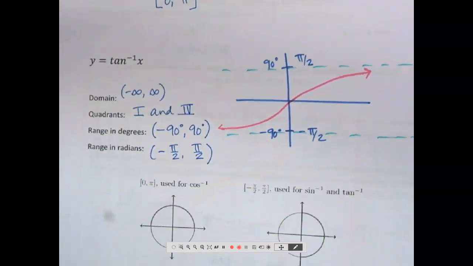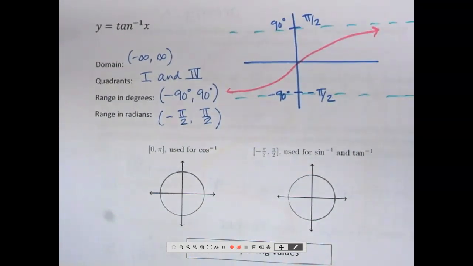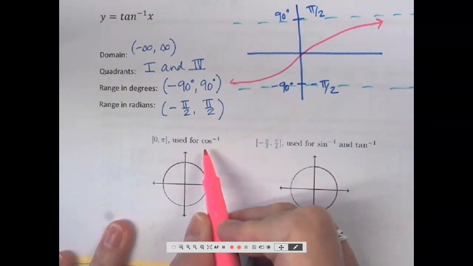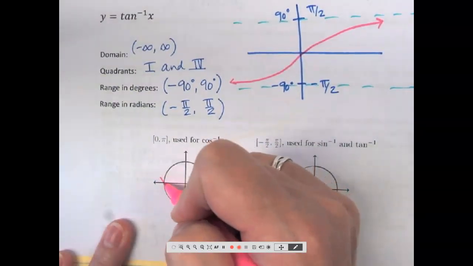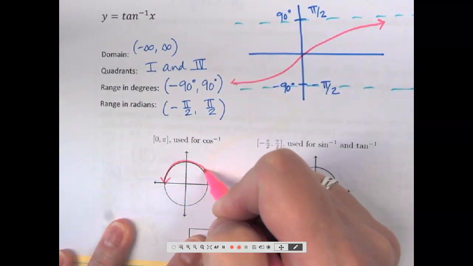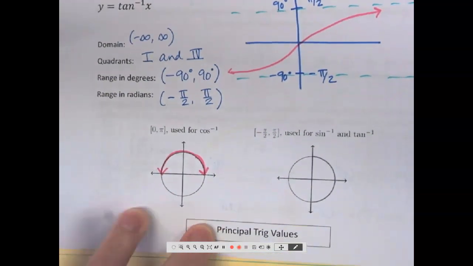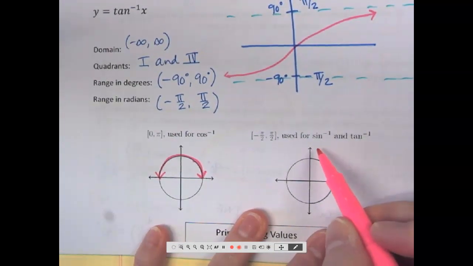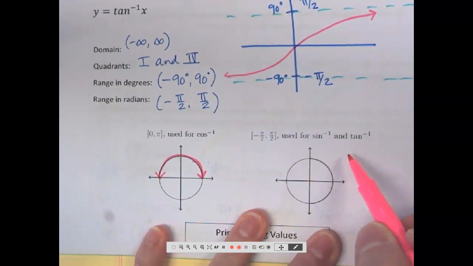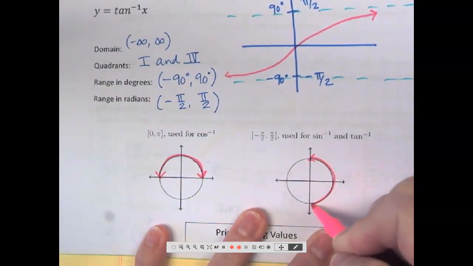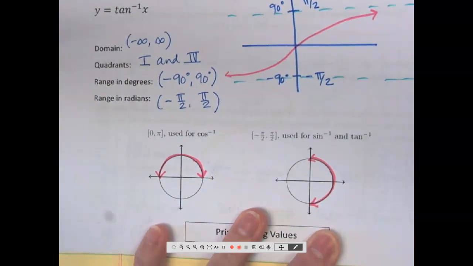Okay, so down here at the bottom, this is sort of a general summary of what we just talked about. If we are looking at cosine inverse or arc cosine, we are searching in those two quadrants. If we are looking for sine inverse or tangent inverse, arc sine or arc tangent, we are using these two quadrants.